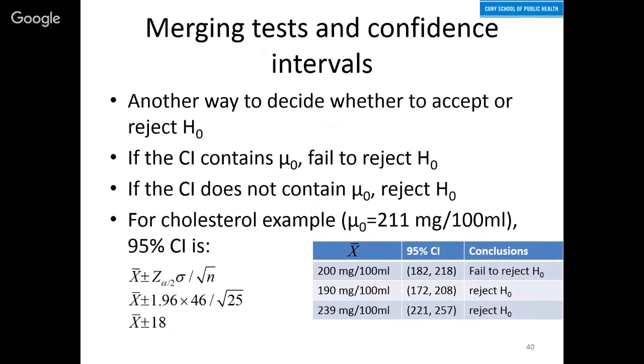Recall, as I mentioned, that equivalence between hypothesis tests and confidence intervals, that you can use confidence intervals to do a hypothesis test if the confidence interval is consistent with your hypothesized mean or difference in means.